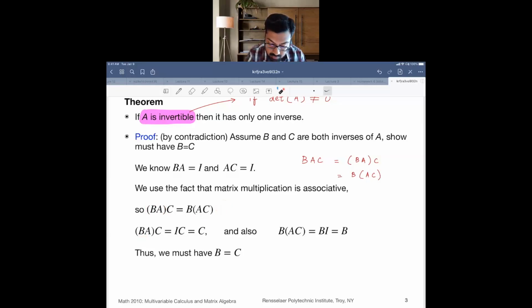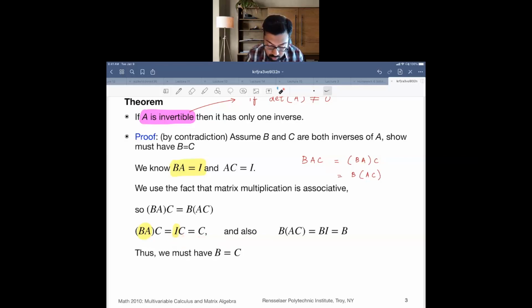BA, as you can see here, BA is identity, the way we have assumed. So instead of BA, we are substituting identity. An identity matrix multiplied by C, any matrix, is going to give you the same matrix back. In the properties of the identity matrix in the previous lecture, we saw that identity multiplied by any matrix gives you back that same matrix again.